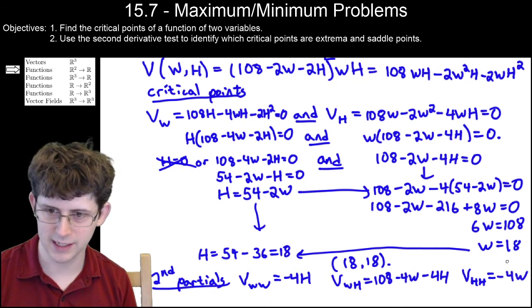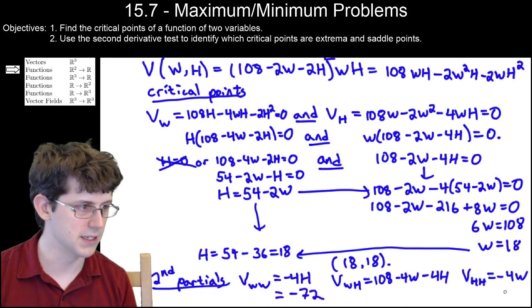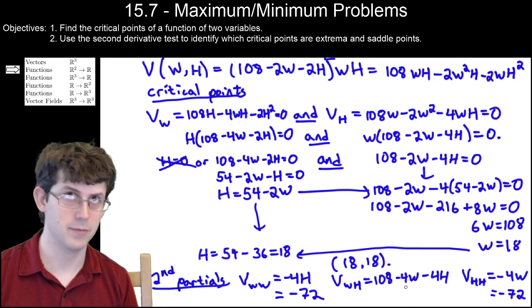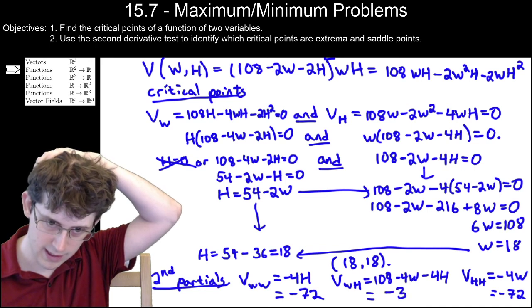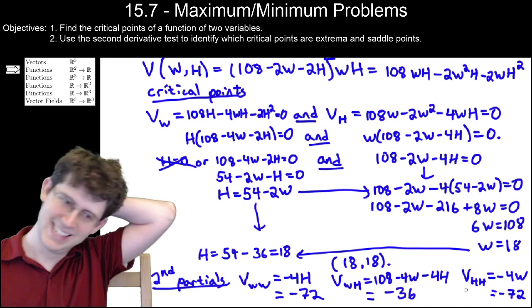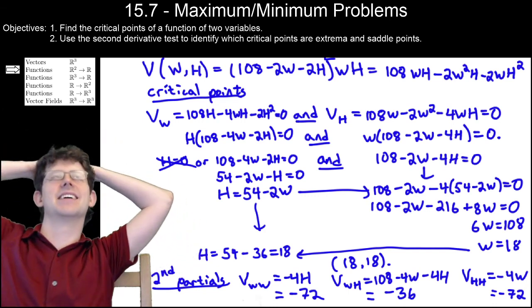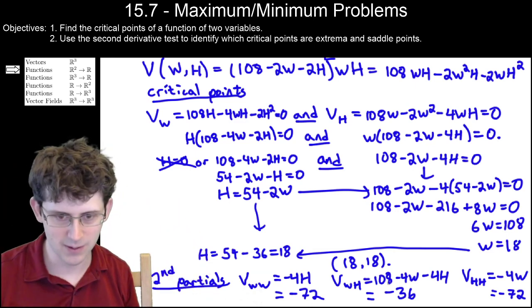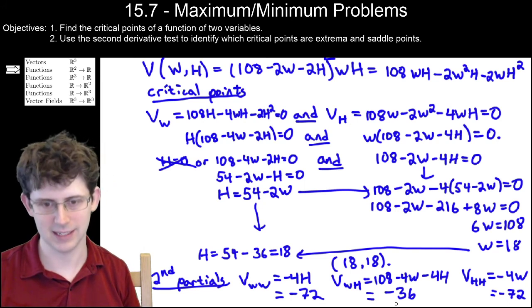What's 4 times 18? It's 72. So this is minus 72. This one is also minus 72. What a mess. This is 108 minus 72 minus another 72. I think it's minus 36. They're all negative, so... wait, if they're all negative, does that guarantee anything? No, it doesn't. So it actually matters what this is. Let's make sure we have this right. 108 minus 72 is 36, and 36 minus 72 is negative 36.